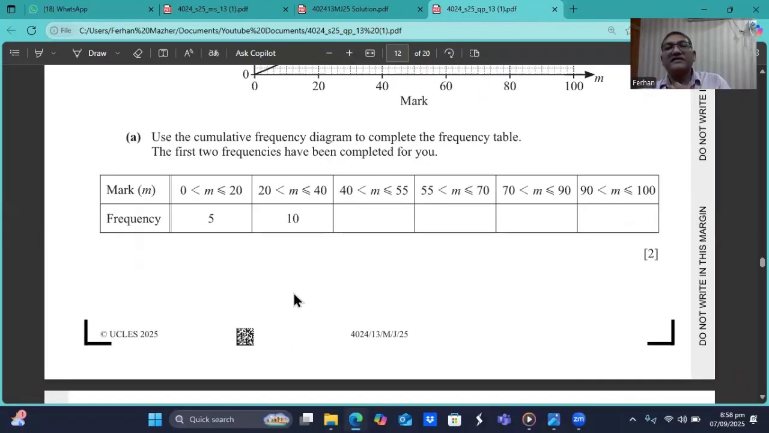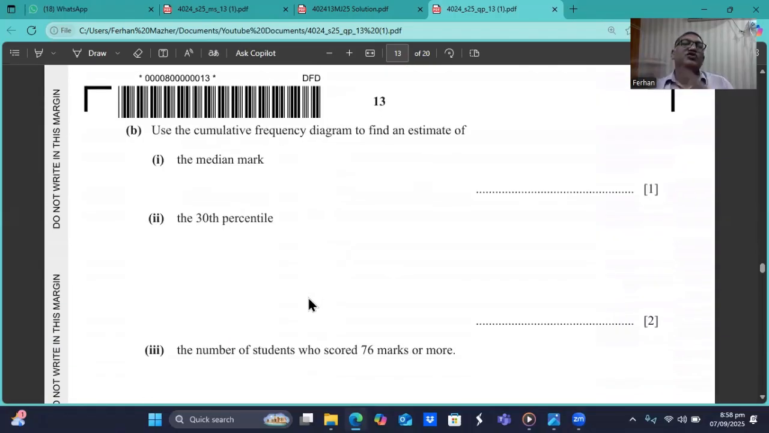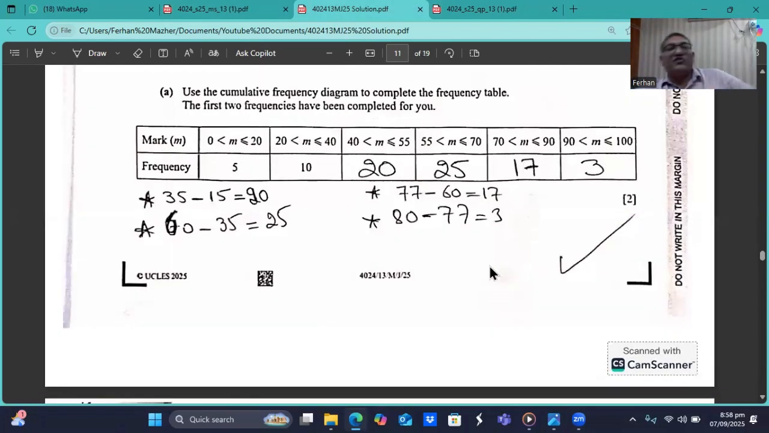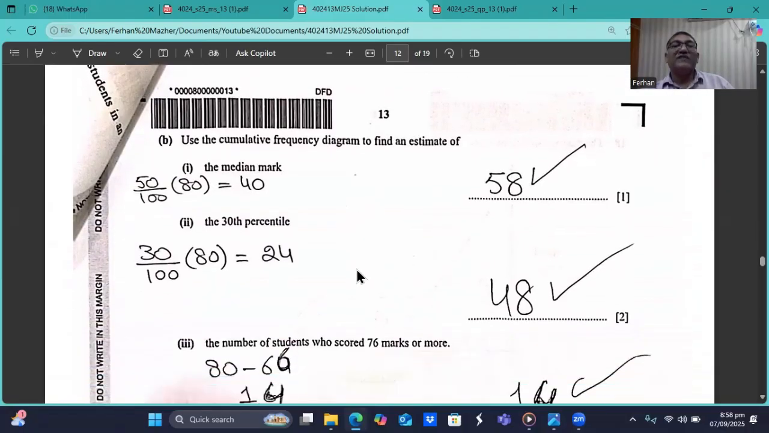Okay, let me increase the size. It says use the cumulative frequency diagram to find an estimate. So that's the B part we are doing now. The first part of B is the median mark. Then it says the 30th percentile. The median mark is 50% of the cumulative frequency, since median means 50%. So 50% of 80, the total cumulative frequency.